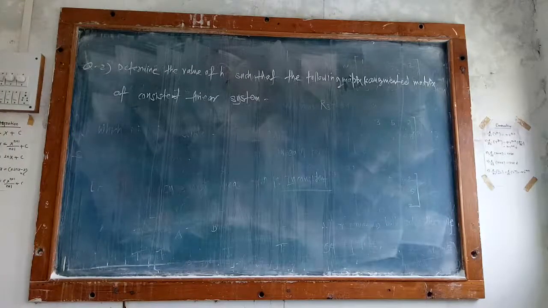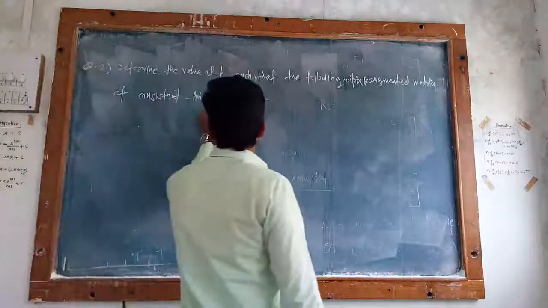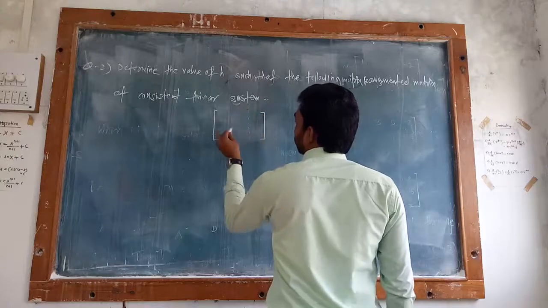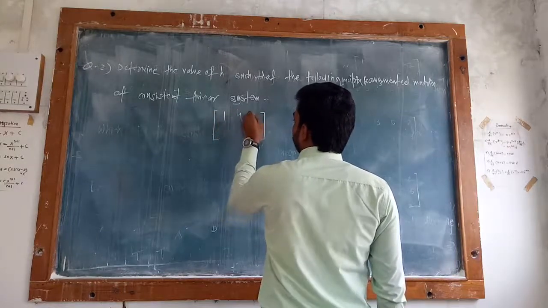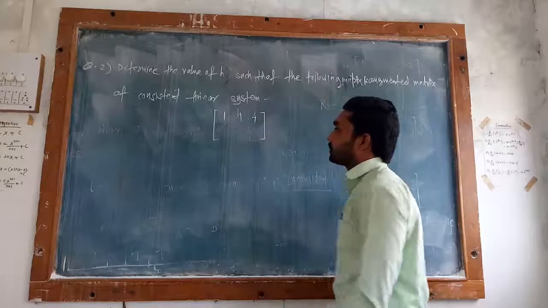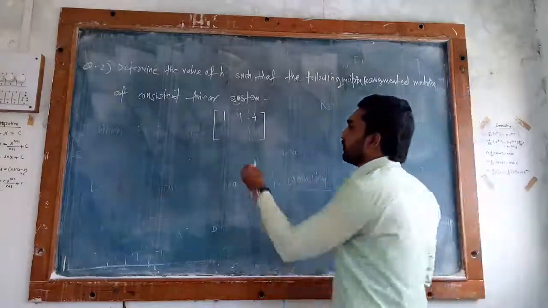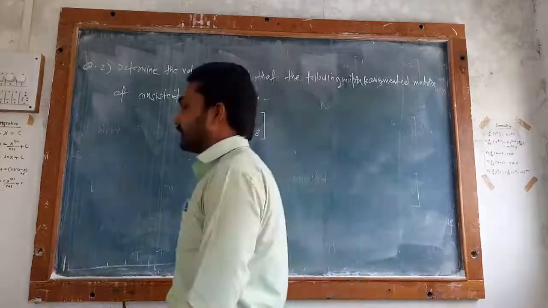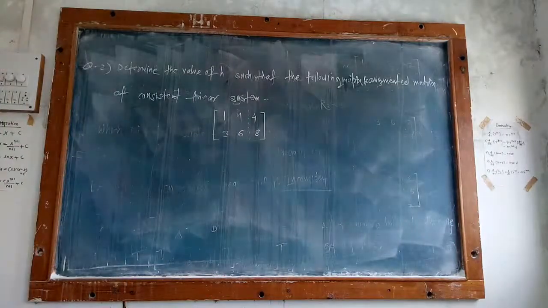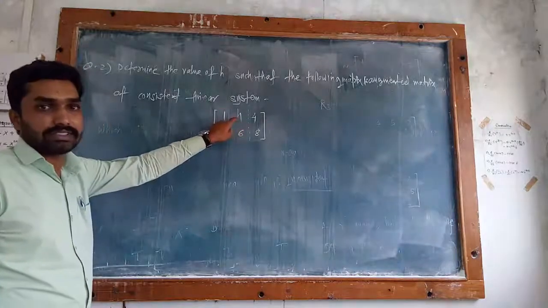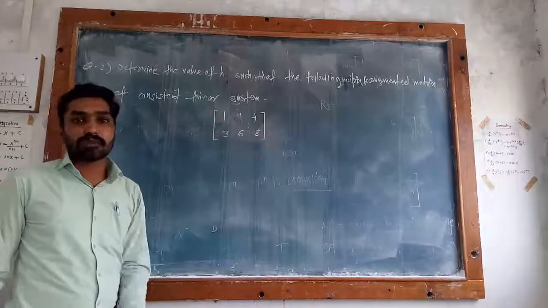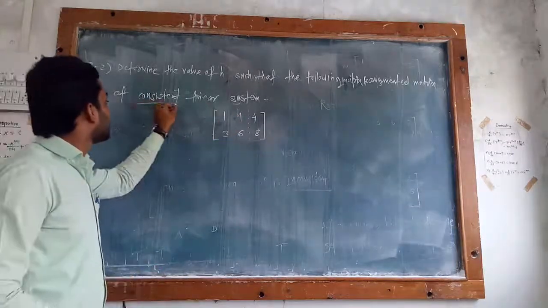So your given augmented matrix is: first row is 1, h, 4, and second row is 3, 6, 8. Okay, this is your augmented matrix. In that augmented matrix, we have to find the value of h such that the given augmented matrix is consistent.